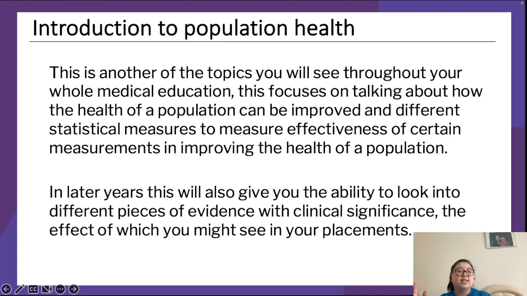In the later years, it will also give you the ability to look into research papers. These papers might look very long and use very confusing terms, and that's why we need to build our skills over time. Once we build our skills, we can look at that information and synthesize that this thing is important, and you can discuss it with your patients as well.